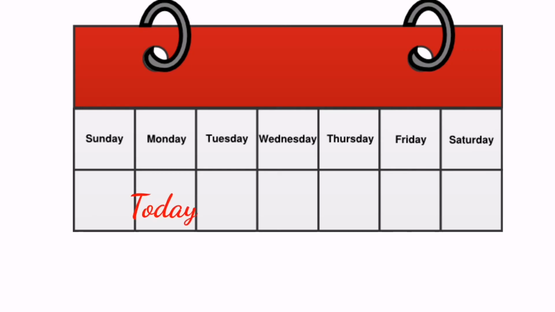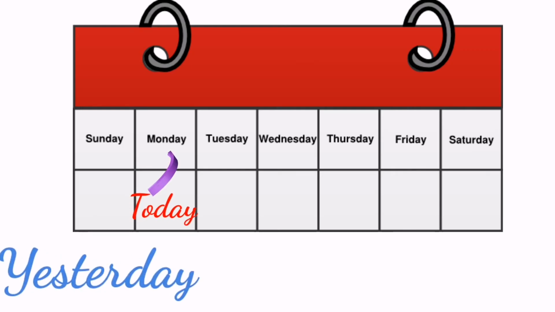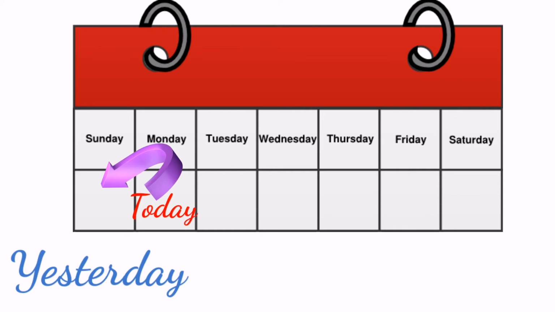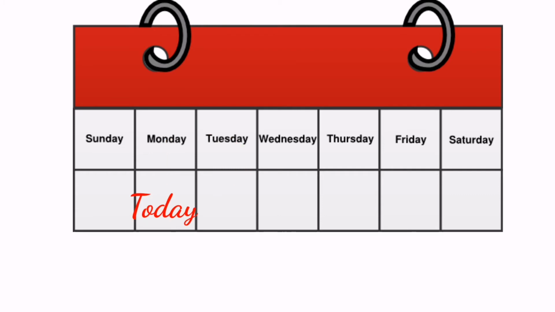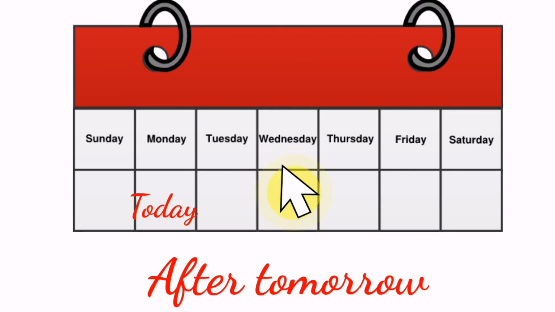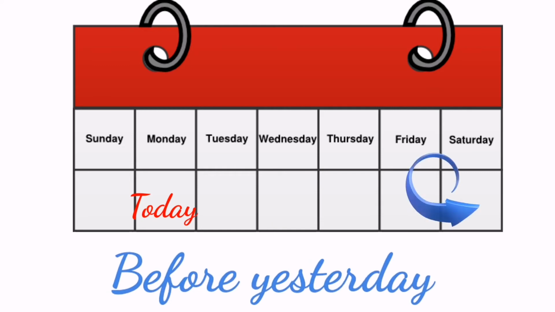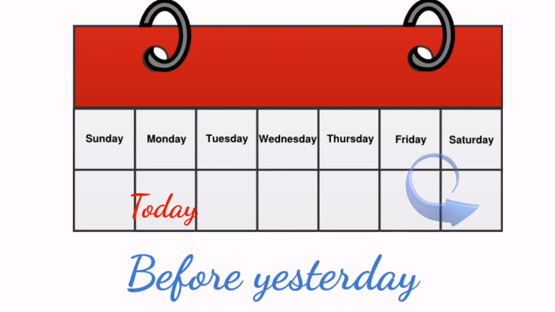Suppose that today is Monday, then Sunday was yesterday. Then Tuesday is going to be tomorrow. Wednesday is after tomorrow. Whereas Saturday was before yesterday.